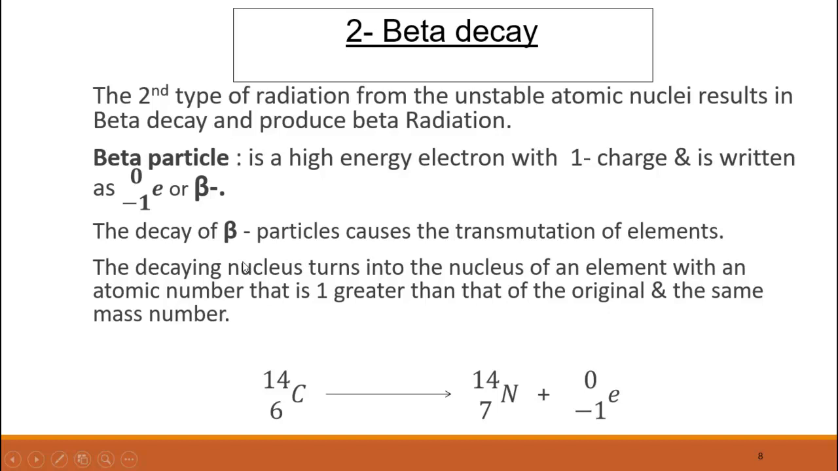The emission of a beta particle causes the transmutation of the element. The decaying nucleus turns into the nucleus of an element with an atomic number that is 1 greater than the original one and the same mass number.